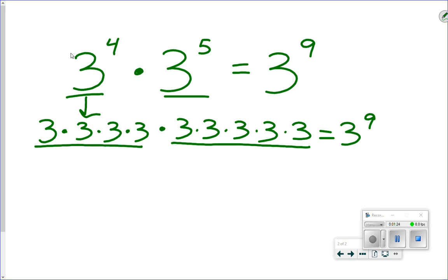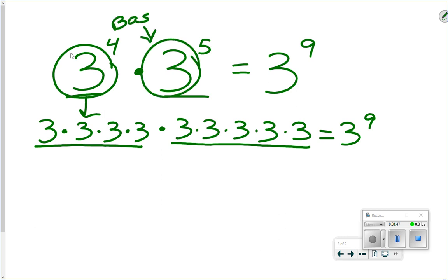So in the first expression, we're telling you to multiply 3 times itself 4 times, then multiply 3 times itself 5 times. Essentially what I'm saying is multiply 3 times itself 9 times. That's all the product rule says, is that if you're multiplying two exponential expressions, now they have to have the same base. This number right here, that's the base. So the bases have to be the same.